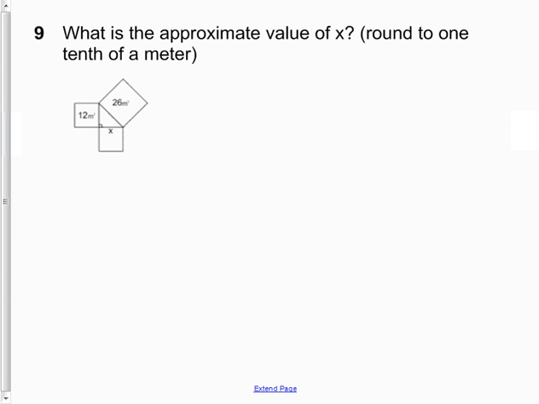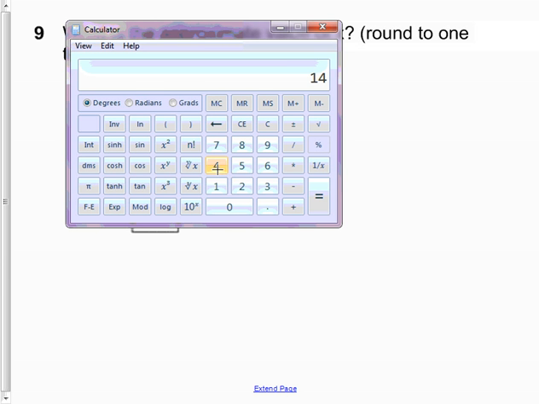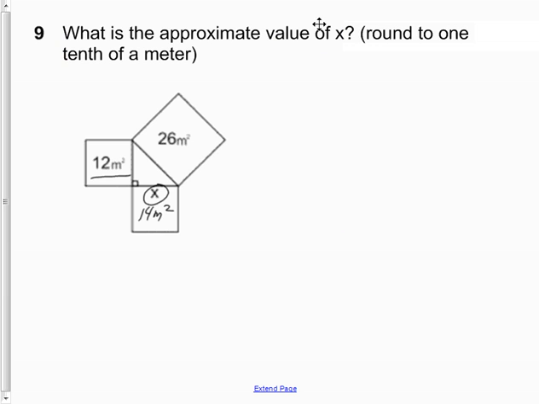Question 9 says, what is the approximate value of x? Well, this is a slightly more difficult variation of the last question. Since this area is 12 square meters, this one must be 14 square meters. And if the area of the square attached to that leg is 14 square meters, then the side length will be the square root of 14. The square root of 14 is 3.7. So therefore, x is approximately 3.7 meters in length.